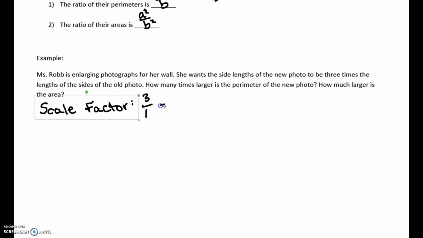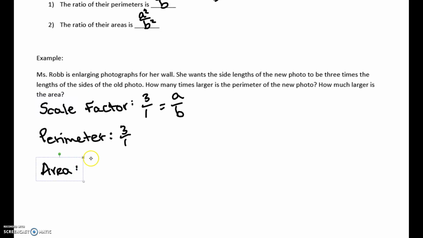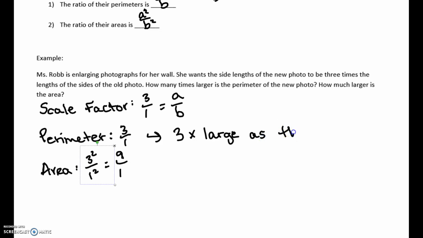Which is my A over B, which means that my perimeter is also going to have a ratio of 3 over 1, while my area is going to have a ratio of 3 squared over 1 squared, or 9 over 1. So that means that my perimeter is going to be 3 times as large as the original, while my area is going to be 9 times as large as the original.